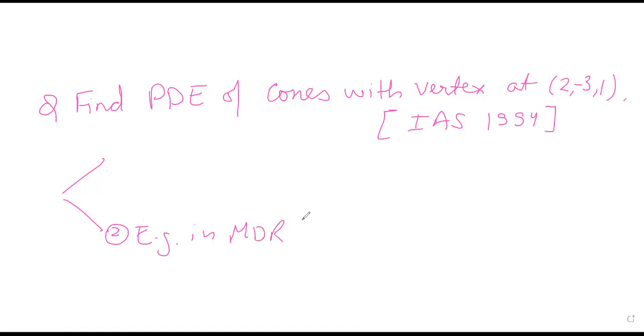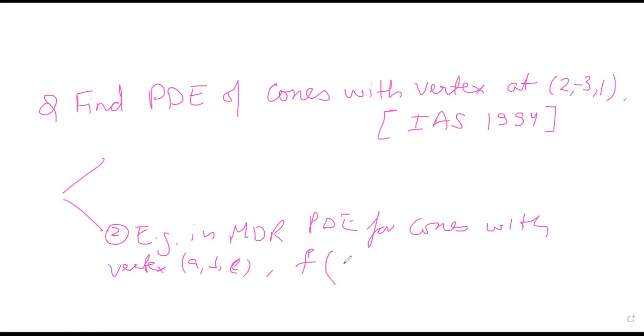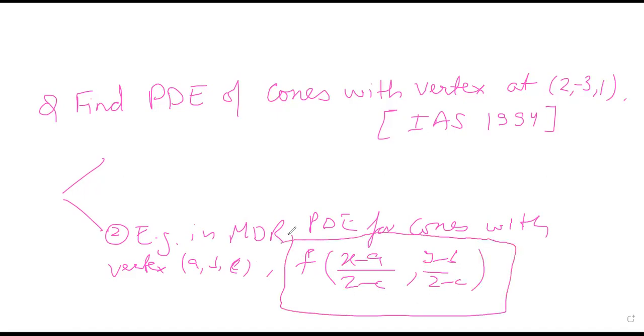This finds the PDE for cones with vertex at a, b, c, which is what is required in this question. But the problem is, in that question itself, it has given the equation of a cone. It says the equation of a cone with vertex at a, b, c is of the form f of (x minus a)/(z minus c), (y minus b)/(z minus c). So if you know this, you can directly write this and solve this question.